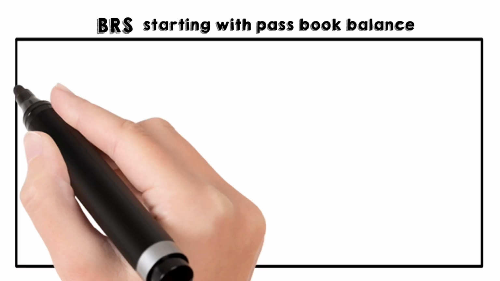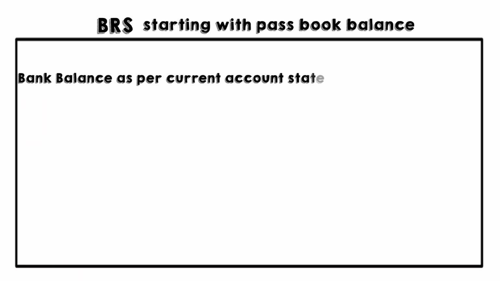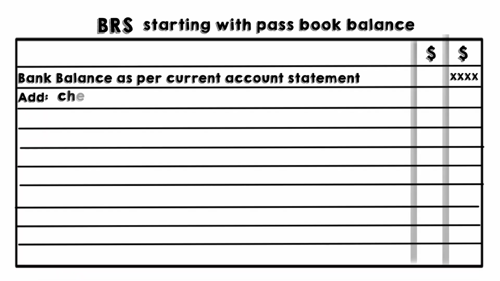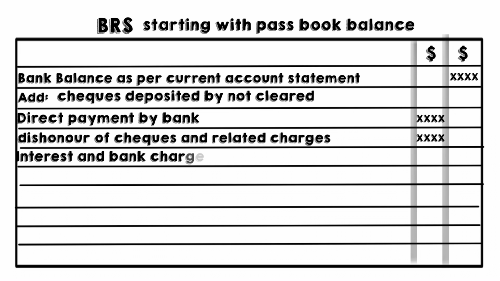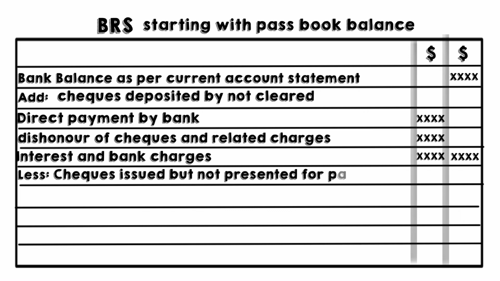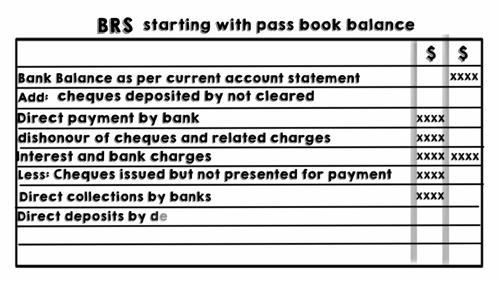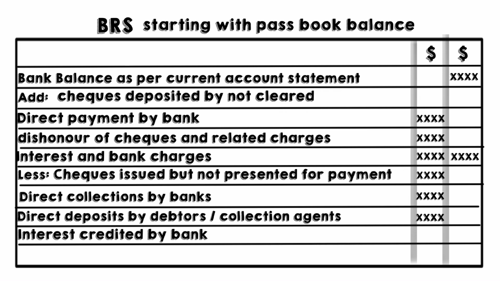BRS, starting with Passbook balance. Bank balance as per current account statement. Add: checks deposited but not cleared; direct payments by bank, dishonor of checks and related charges; interest and bank charges. Less: checks issued but not presented for payment; direct collections by banks, direct deposits by debtors or collection agents; interest credited by bank. Bank balance as per Cashbook.